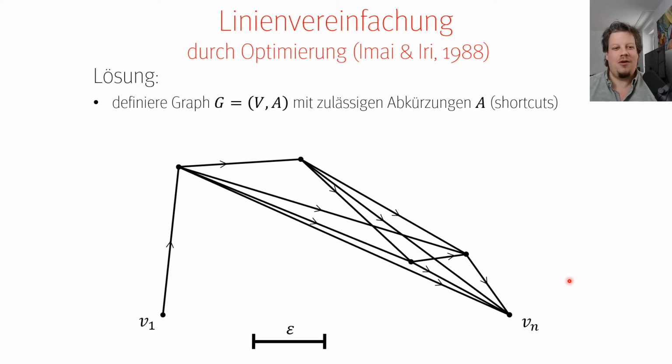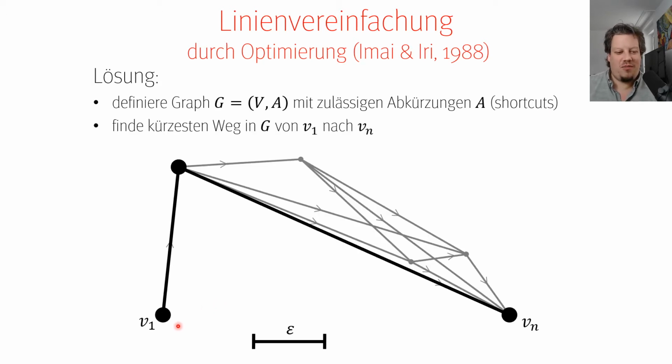Then there it is. So the solution that Imai and Iri came up with in '88, or well, they published it in '88, so they probably came up with it a little bit earlier than that. The solution is I'm going to define a directed graph G equals (V, A) with what they call allowed shortcuts. And what I'm going to do in this graph of shortcuts is find a shortest path from V1 to Vn. In this case, it's this one with only this single vertex, and this is going to be my answer.